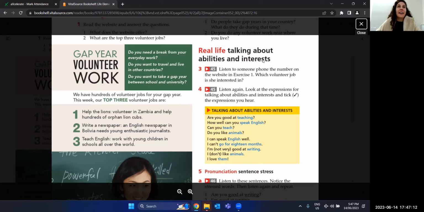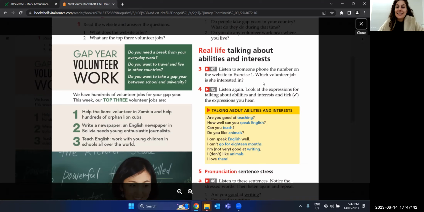Interest is what you like, what you enjoy, what you love. So remember, they're two different things because I have an interest in Spanish, but I don't speak it. I don't have the ability to speak it, but I have an interest. I like it. Or like I have an interest in whatever sport, soccer, but I don't know how to play it. I don't have the ability to play it, but I have an interest.